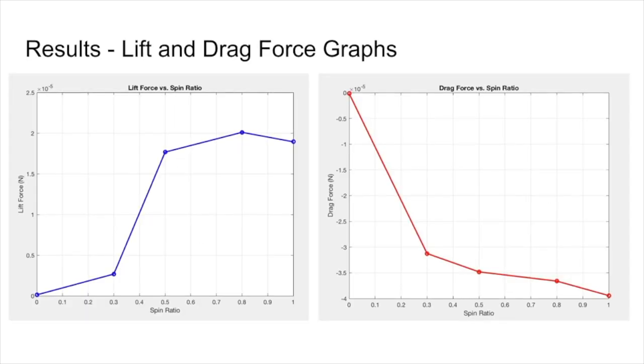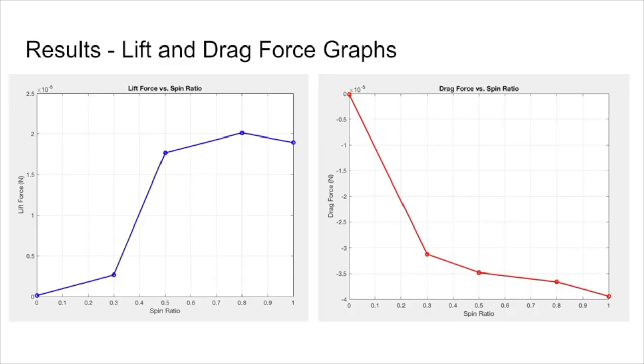Shown here are the graphs of lift force and drag force versus the spin ratio. The general trend observed from the data is that drag force increased, or became more negative because the drag opposes the flow, as spin increased, and the lift also increased, but peaked at a spin ratio of around 0.8.